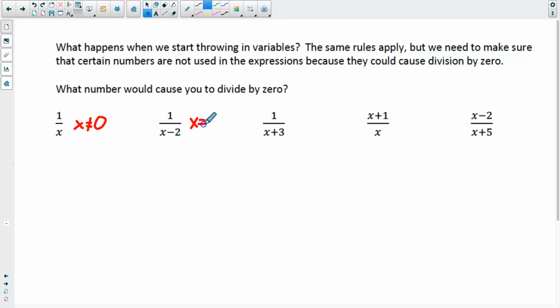When I look at the next one, my restriction is x cannot equal what? What makes that 0? 2. So I put a 2 there. I'm going to jump now. We're skipping that middle one. We're jumping to the next one.